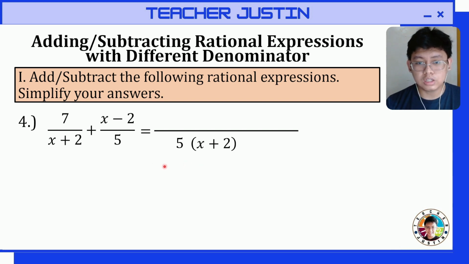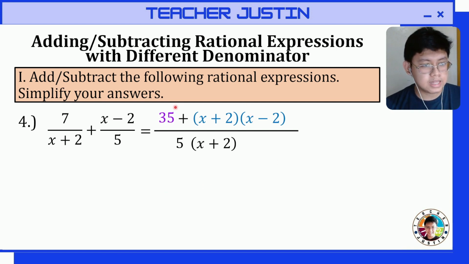Now, since we just multiply our denominator to get the least common denominator, our next step will be we can apply cross multiplication. So, multiply natin si 5 and 7, that will be 35. Si x plus 2 and x minus 2, that will be x plus 2 times x minus 2. Now, simplify natin si x plus 2 and x minus 2 by performing multiplication of polynomials.